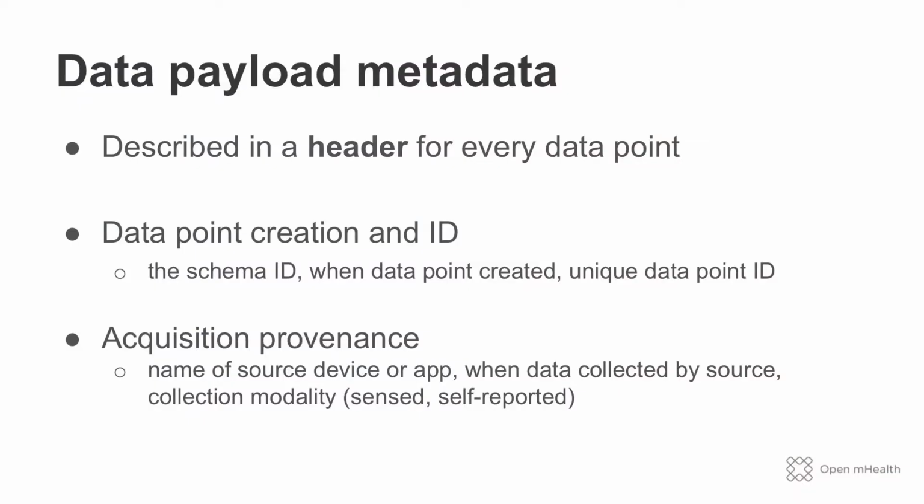We also have some information on acquisition provenance: the name of the source or device that the data came from, when the data was collected by the source, and whether the value was reported or directly sensed. There's a whole other class of provenance, privacy provenance, the micro consent thing, we'll go into that, John, as well as quality of information provenance. So what is the error range around the step count, for example?